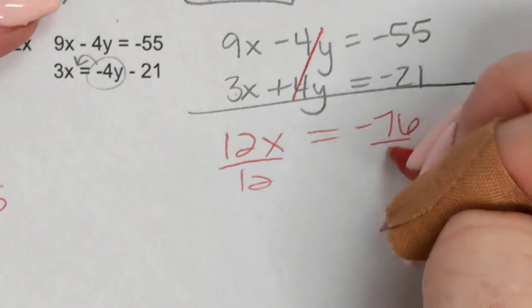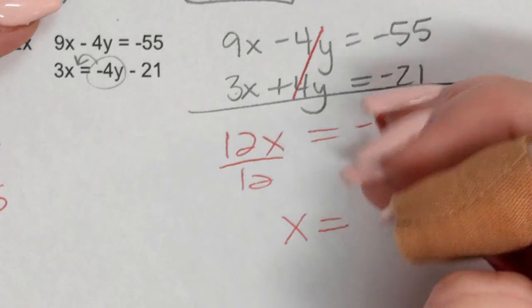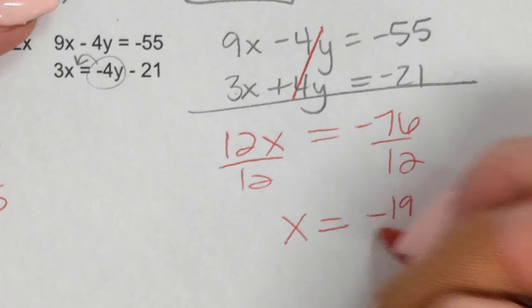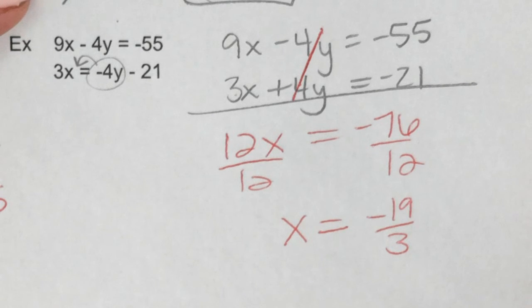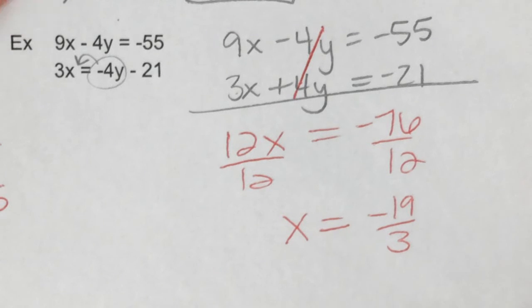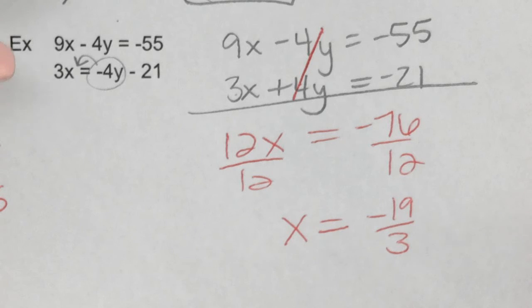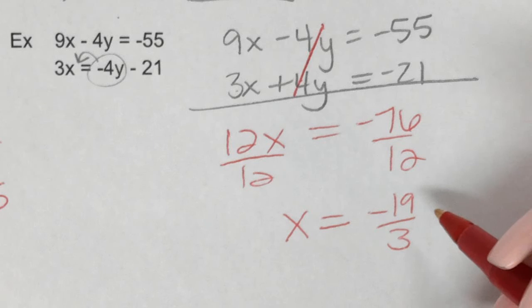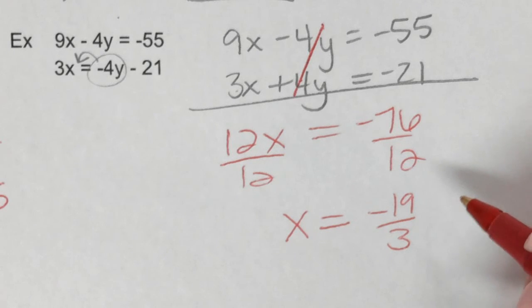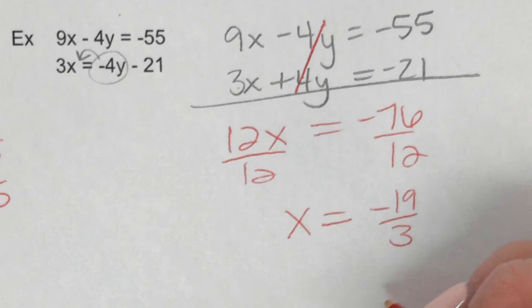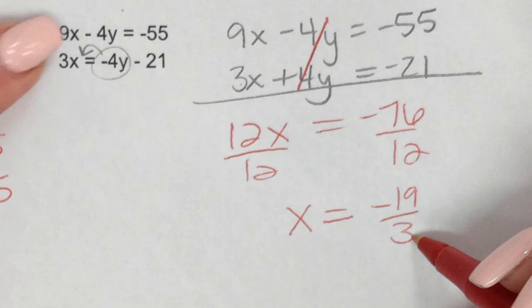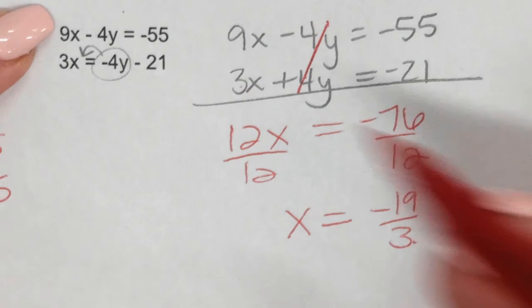Divide by 12, and you get x to be negative 19/3, yes? Could you write that as a mixed fraction? Yes. Could you write that as a decimal? No, because it's a repeating decimal and you don't want to do that. You could divide and say 3 goes into 19 6 times with 1 left over. So it'd be 6 and 1/3, right? Negative 6 and 1/3. All right, but that's fine. You can leave it negative 19 over 3. So I'm going to plug that back in for x. So I'm going to use this top equation. Or do I want to use the bottom one?